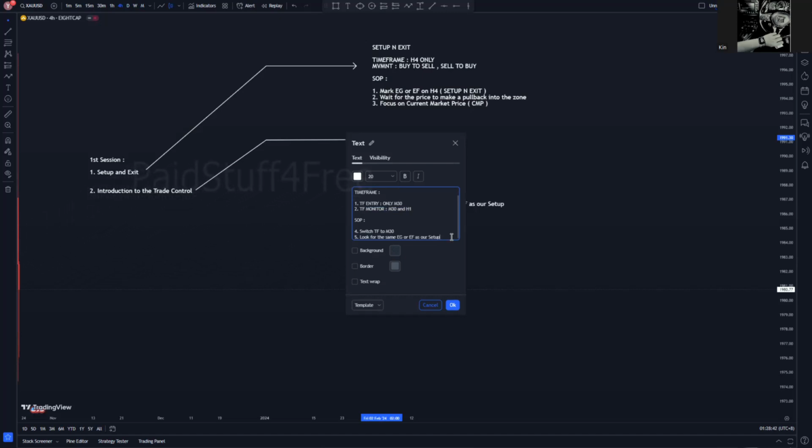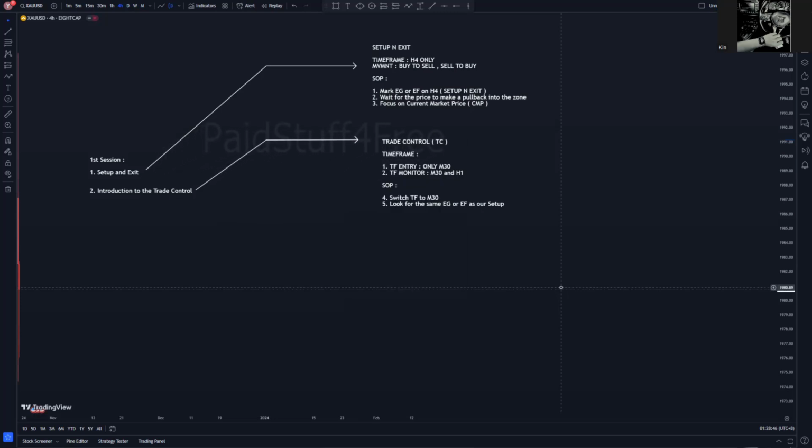For example, if we are currently in the sell setup, after we switch the time frame to M30, we need to look for either EG sell or EF for sell. And if we are currently in the buy setup, we keep looking for EG buy or EF for buy. Is there any question before I draw the theory for you?